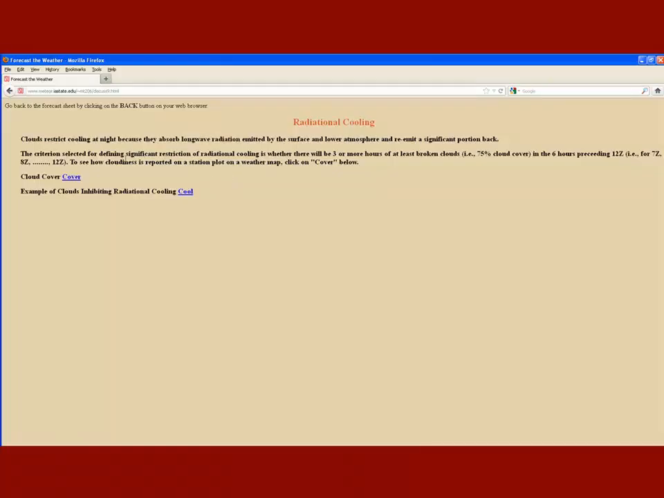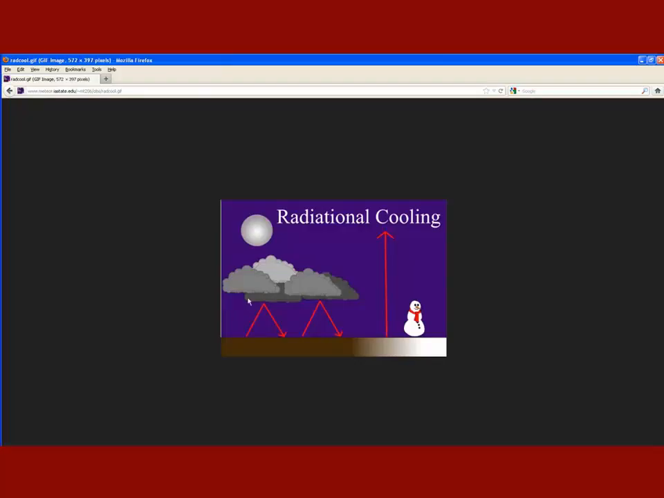So this particular program, what it looks for, it looks to see if there are 3 or more, well actually this has to do with cloud cover. I'll come back to that in just a moment. But here's an example of how clouds can inhibit cooling. If I click on this, see the clouds here.